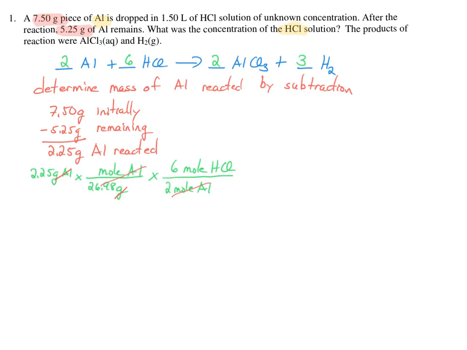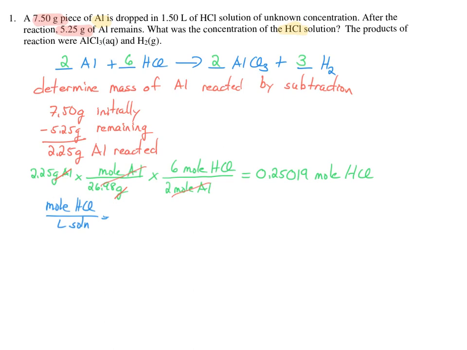What we want in an answer is a concentration of HCl. The final step is to calculate the concentration of HCl, so we want moles of HCl per liter of solution. We've just calculated the moles of HCl. I've kept a couple extra sig figs. I don't want to round until I get to the end of the problem.